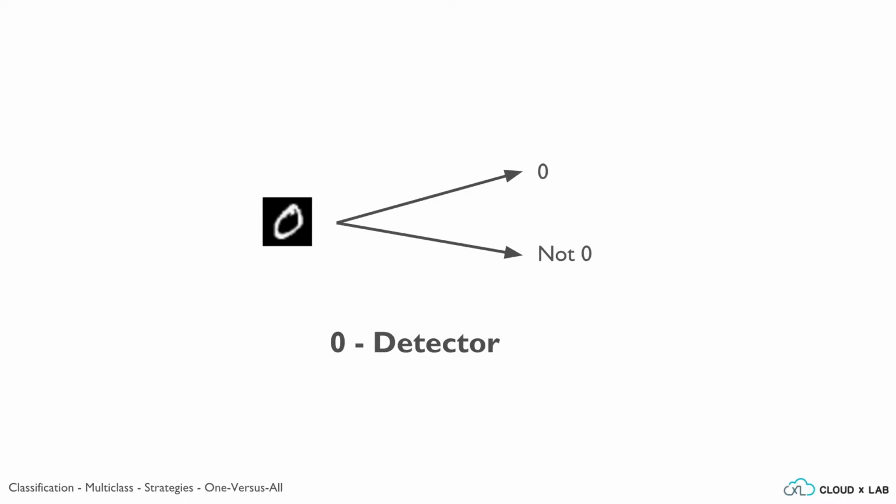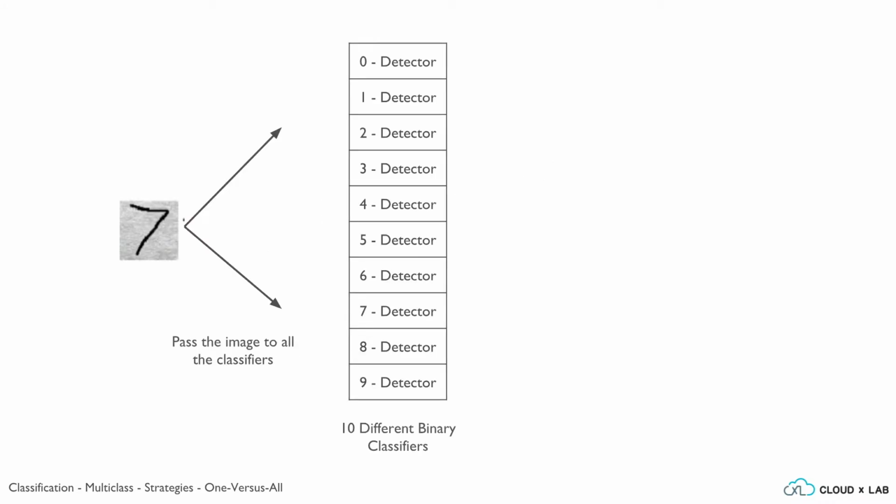Let's discuss these strategies. In one versus all, we train 10 different binary classifiers, one for each digit between 0 and 9, like 0 detector, 1 detector, 2 detector, and so on up to 9 detector. While classifying an image, we pass the image to each classifier and select the best class predicted.